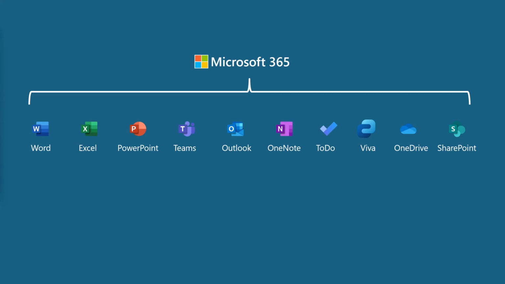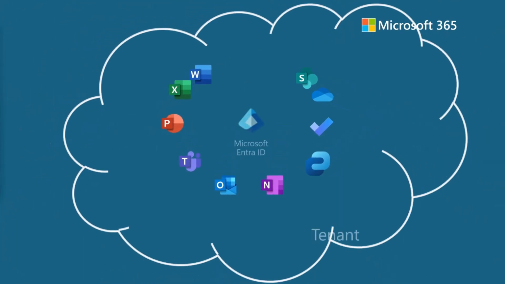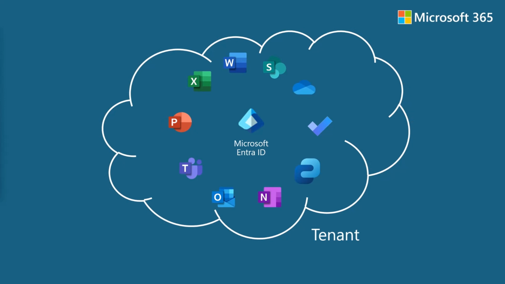And all of them are secured by a common identity service called Entra ID. If you take an Entra ID directory and all these applications and all the data that a single customer has for these applications, and even the users inside that customer, you have what's called a tenant. That's how Microsoft secures each Microsoft 365 customer's data, inside this thing called a tenant.